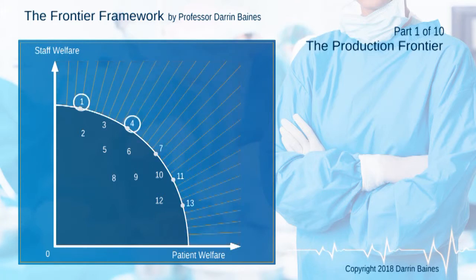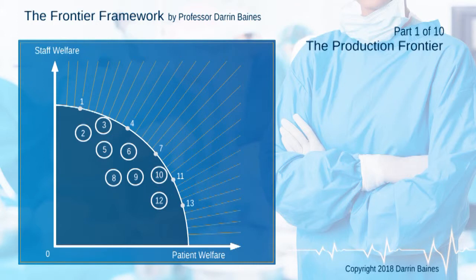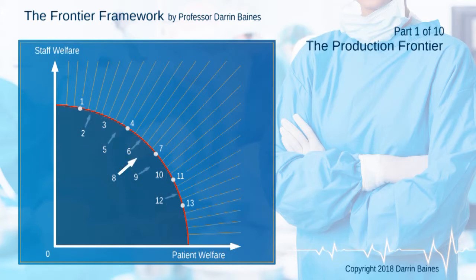Organisations 1, 4, 7, 11 and 13 operate right at the frontier and prove such performance is possible. Units 2, 3, 5, 6, 8, 9, 10 and 12 operate within the frontier and could therefore move towards it if they so wished and knew how. The production frontier is useful in three ways.